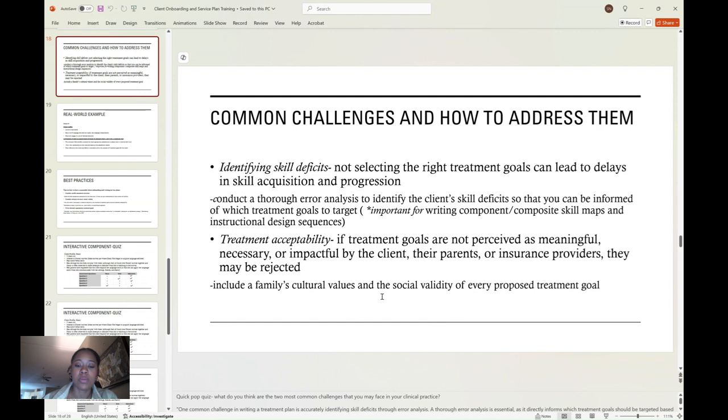Additionally, treatment acceptability, because if treatment goals are not perceived as meaningful or impactful by the client or even their parents, then you're not following that assent-based approach because you wouldn't be getting the consent from parents or the assent from the client to even participate in these treatment interventions.